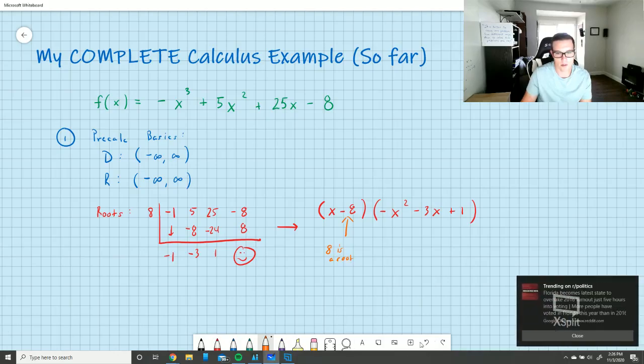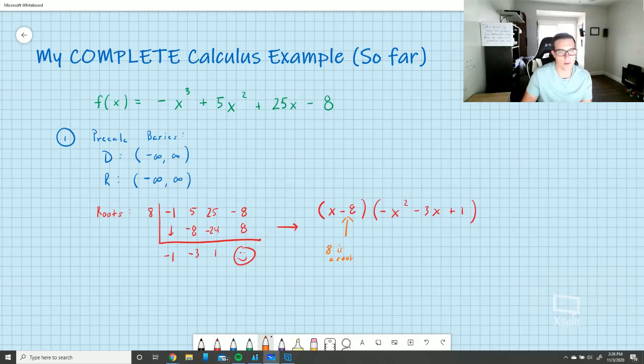Whatever I get here, I could use the quadratic formula, which I'm not going to do. We can look at the graph for that. But I know 8 is a root. It went in, and I got this 0 remainder. If you had me in years past, you've seen me do this little happy face. That means there's no remainder.